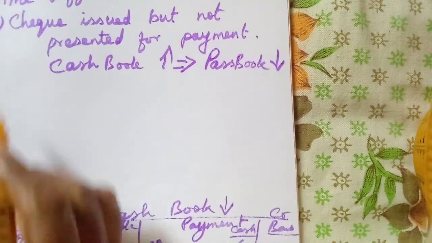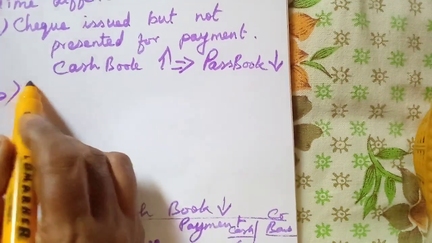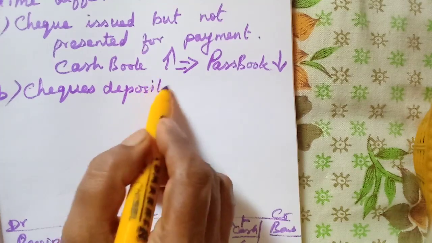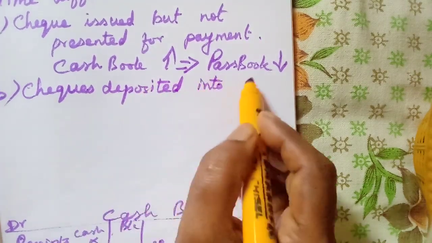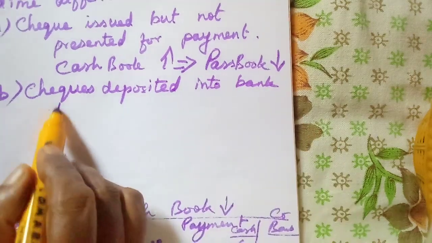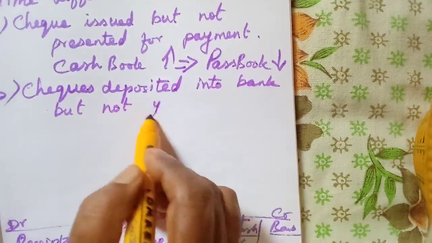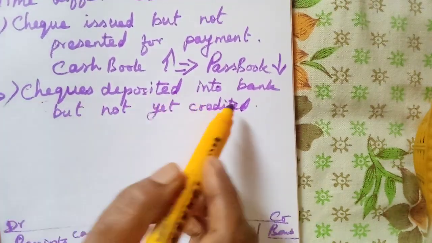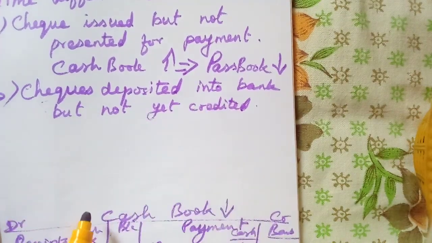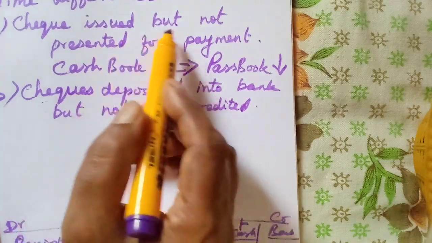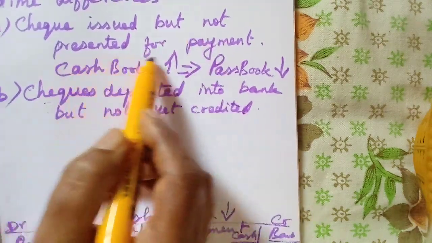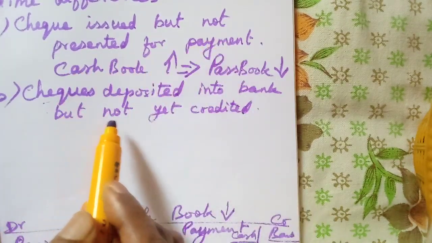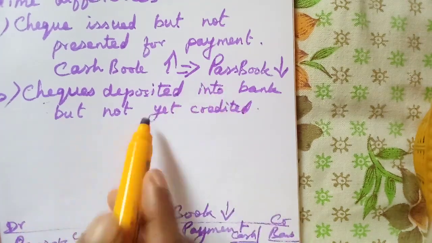Okay, now the second one I will explain. Check deposited is just the opposite of this one. Checks deposited into bank but not yet credited. You should understand the meaning. We have deposited the check in our bank, but they have not yet credited. Here, we issued the check to our suppliers, but it has not been presented in our bank for payment. Here we deposited the check into the bank, but it is not yet credited.